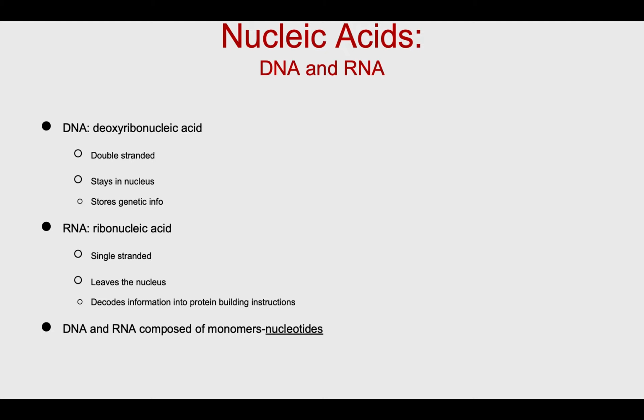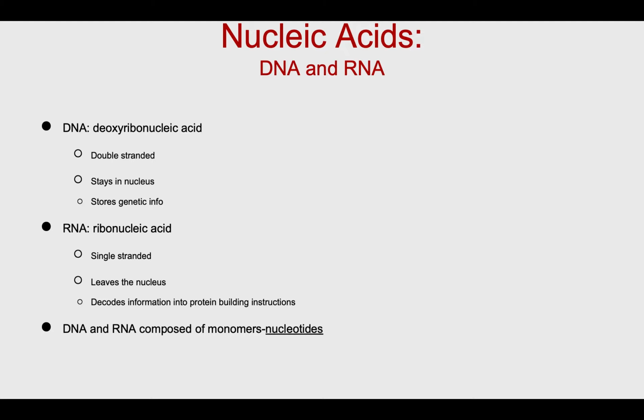Talk about nucleic acids. When we're talking about nucleic acids, we're talking about DNA and we're talking about RNA. So, DNA, deoxyribonucleic acid. This is always going to be double-stranded. It's always going to stay in the nucleus, and it's going to store genetic information. That's probably pretty basic for you guys. Everyone has seen the double helixes of the DNA strands.